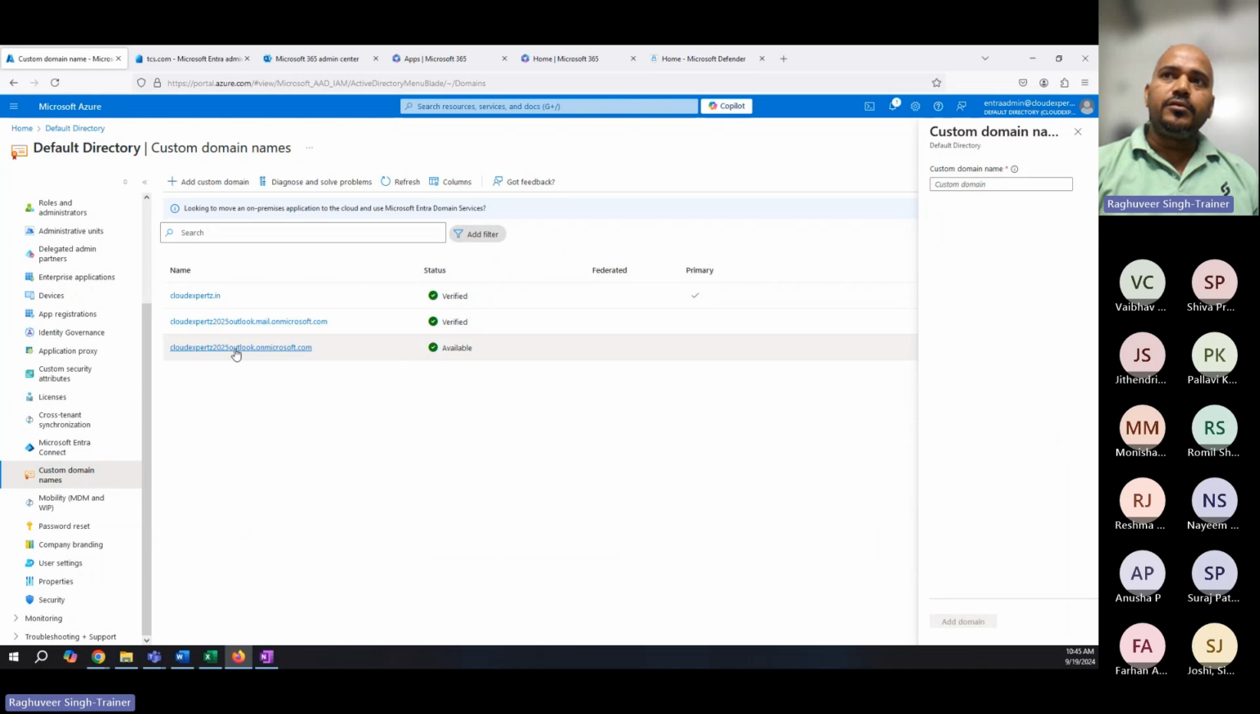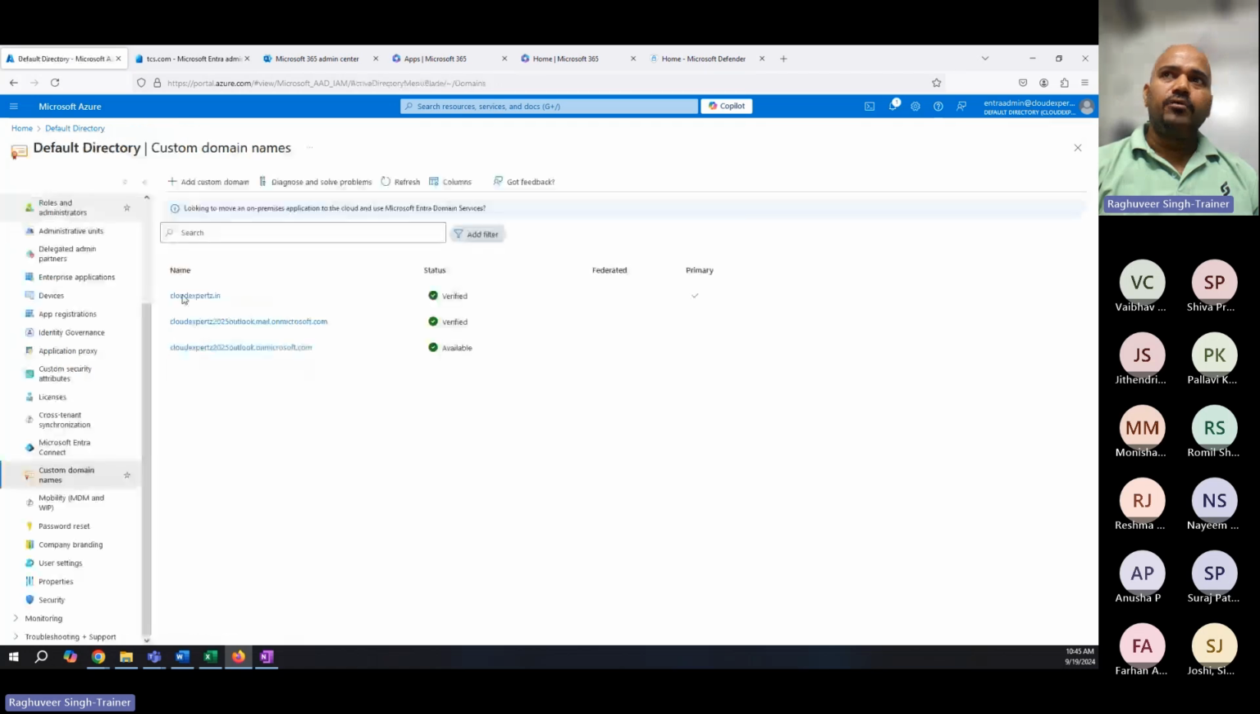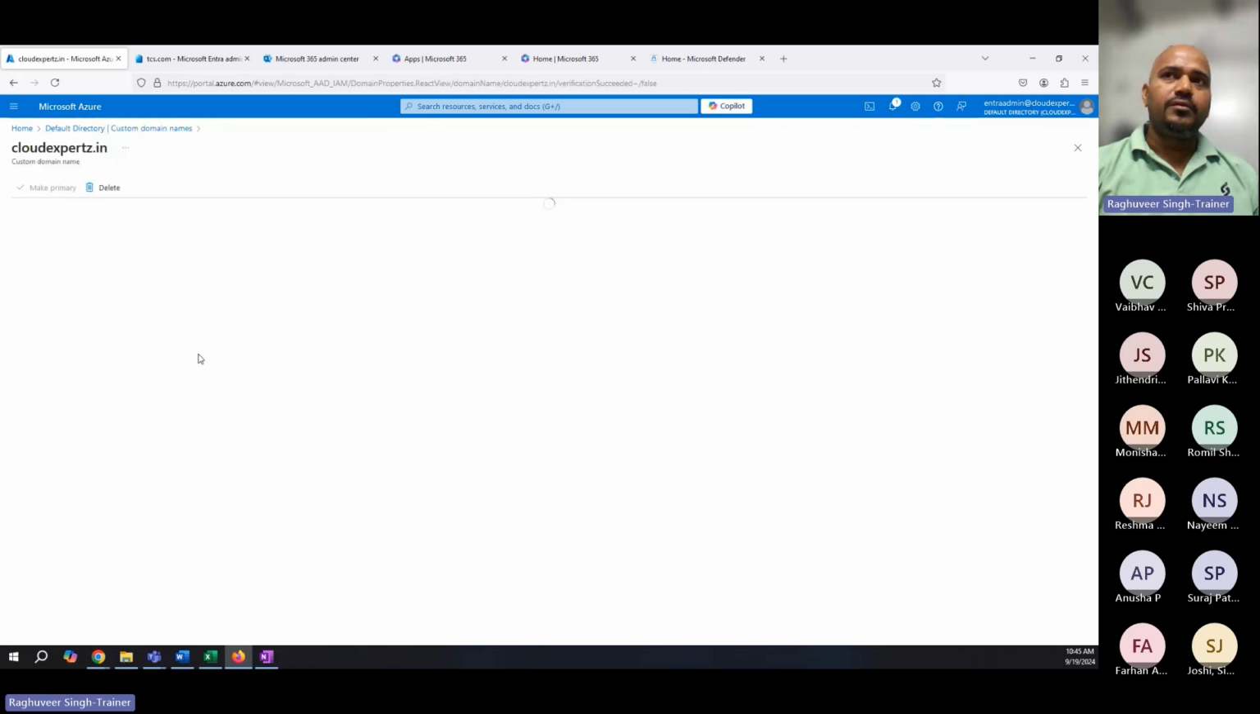Okay. So now I'm left with my main domains, which are very much available. I cannot delete the default domain. You can see the delete button is not available, by default faded. However, any other domain that I have added, I can always delete. But before I delete this, I will first need to make it secondary. Right now, this is primary, so it can't be deleted.